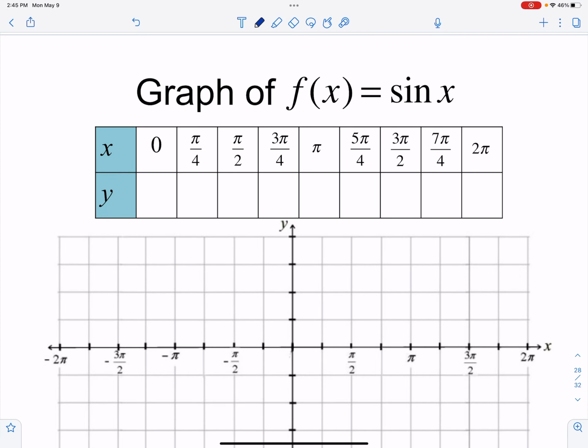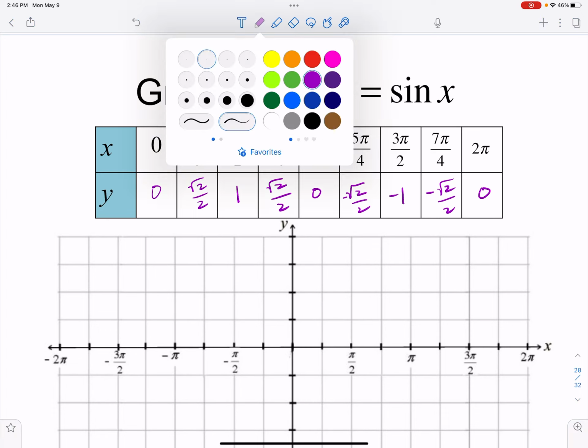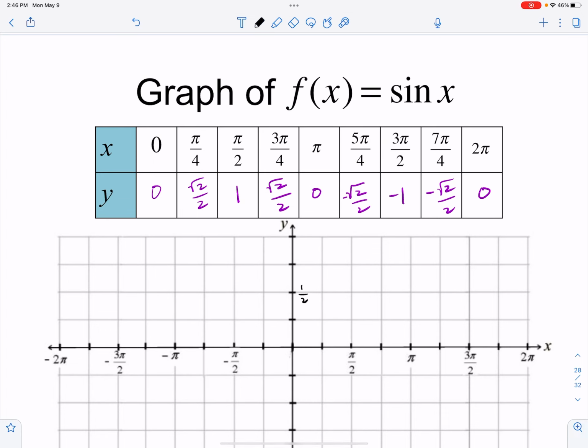So I'm going to fill in this table of values for sine, just thinking about the unit circle. Sine of 0 is 0. Sine of pi over 4 is positive √2 over 2. Sine of pi over 2 is 1. Sine of 3 pi over 4 would be √2 over 2. Sine of pi is 0. Sine of 5 pi over 4 is negative √2 over 2. Sine of 3 pi over 2 is -1. Sine of 7 pi over 4 is negative √2 over 2. And then sine of 2 pi is 0. So plotting those points, I'm first going to finish labeling the y-axis here.